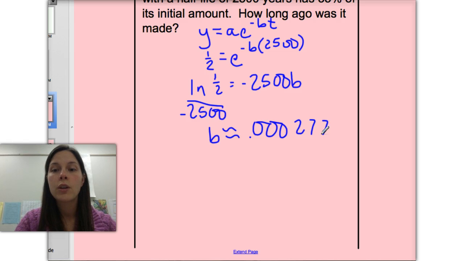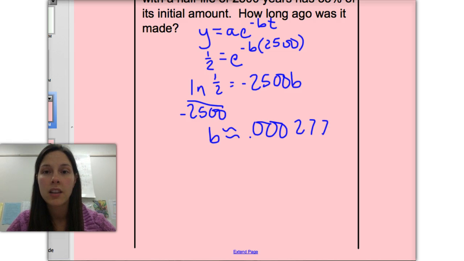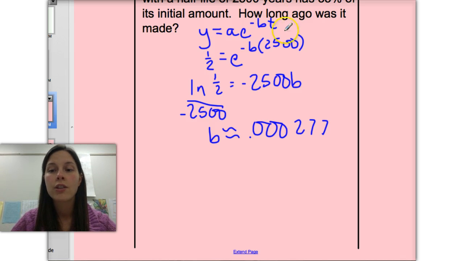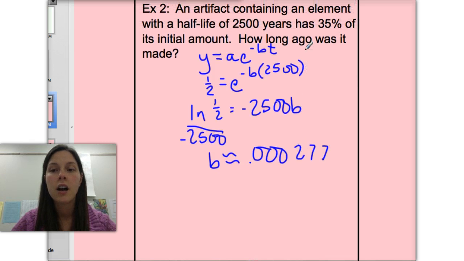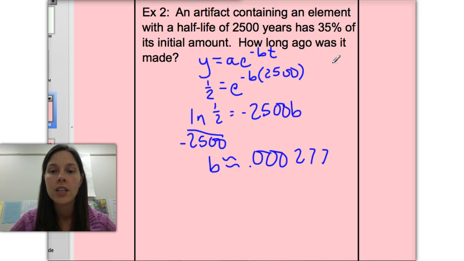Now we need to answer the question. We're actually not asked for a model on this one. We're asked for how long ago was this artifact made, if there's currently 35% of whatever we started with left. So again, think about, we may not know the initial amount and we may not know the exact amount that we have now, but we know the percentage, and that's what this formula helps us with.